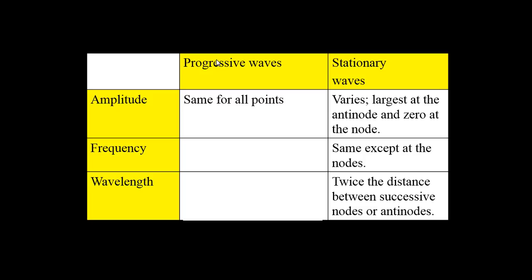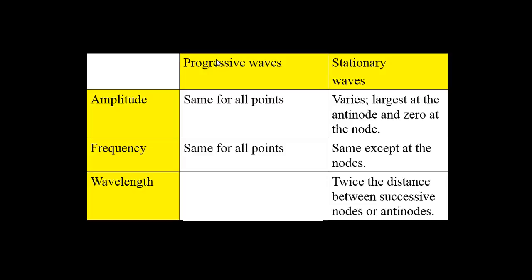Okay, there are 6 characteristics for stationary waves. So in the table, you should see 6 rows. The first one is amplitude. Amplitude will be the same for all points for a progressive wave, but for stationary waves, it will vary: largest at the antinode, 0 at the node.